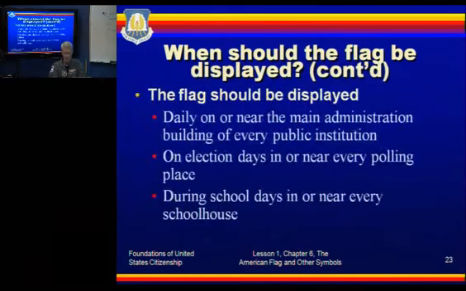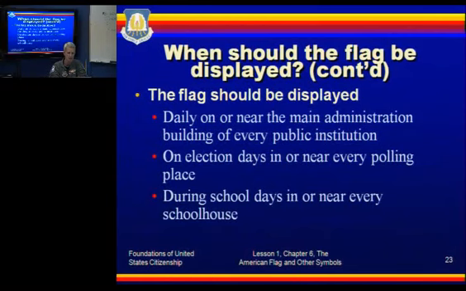Talks about when the flag should be placed. Look, during school days, in or near every schoolhouse in America. You know that? Every schoolhouse. That's pretty wild. And I want you to know that the flagpole was here since 1964.